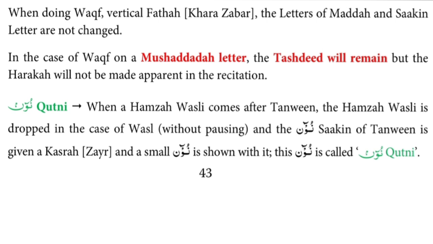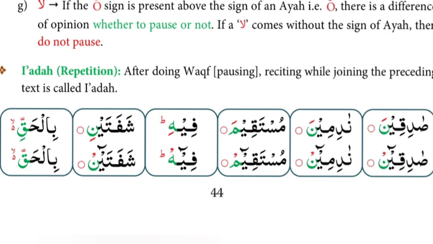For example, look at the last box in first line. The last letter of this word is qaf. Qaf has tashdid on it and zir below it. So in case of waqf, you have to remove the zir, but do not remove tashdid. And read like this, bil haqqi, in case of waqf, bil haqq.